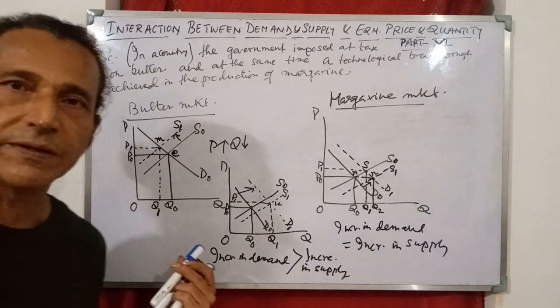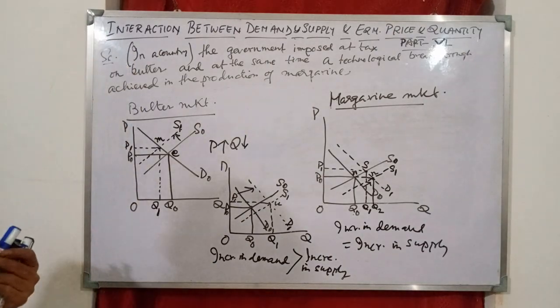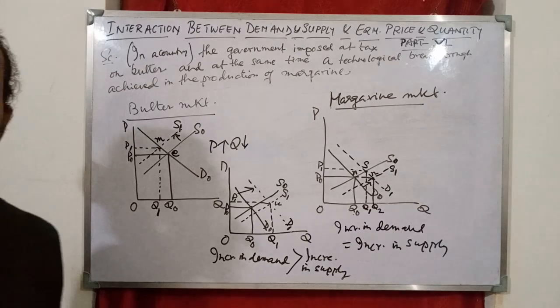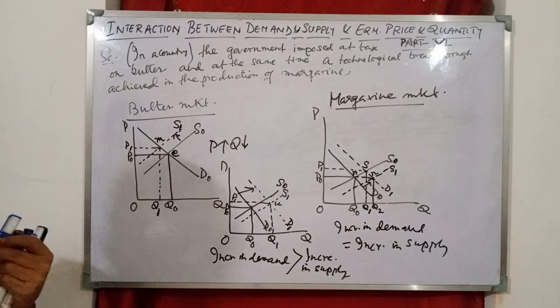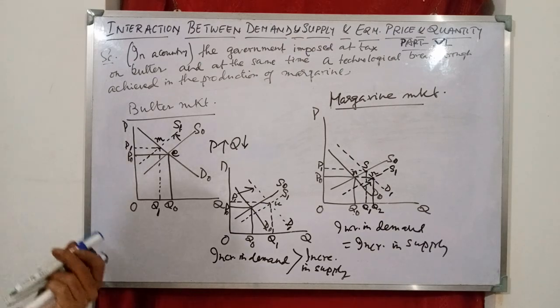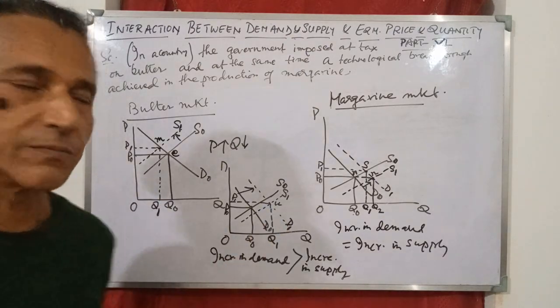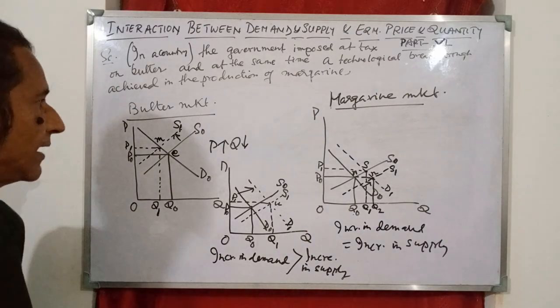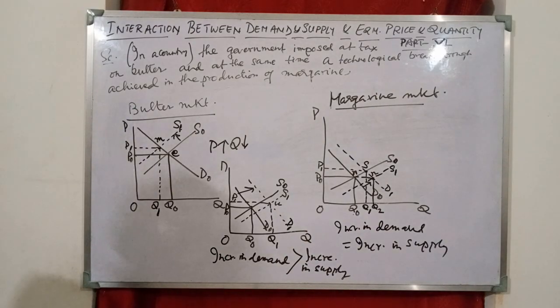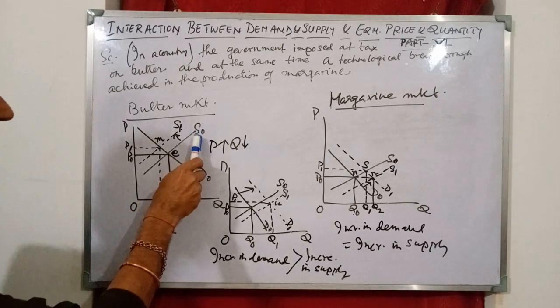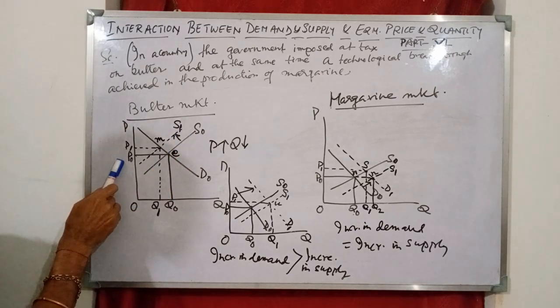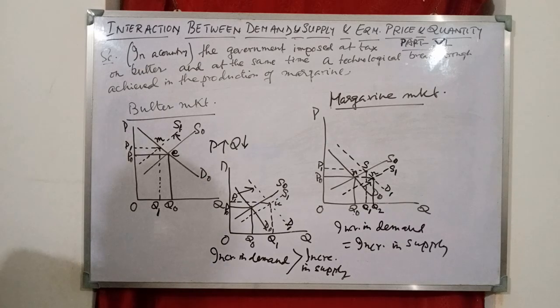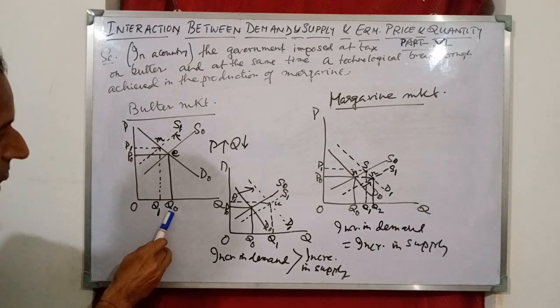So here I have discussed the impact of imposition of tax on butter on the butter market, that is equilibrium price and quantity in the butter market and equilibrium price and quantity in the margarine market. As a result of imposition of tax on butter by the government, the supply curve S sub 0 shifts parallelly leftward to S sub 1 and the equilibrium price increases from P sub 0 to P sub 1 and equilibrium quantity falls from Q sub 0 to Q sub 1.